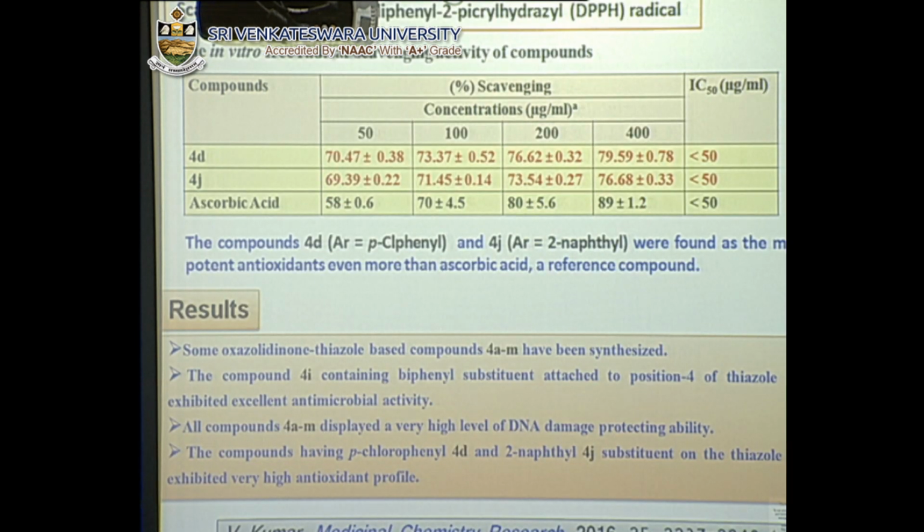So these are some antioxidant results. The compounds 4D and 4J were found more active when compared with ascorbic acid as standard. So these are the results. Some oxazolidinone thiazole based compounds 4A to 4M have been synthesized, and some compounds were found to be more biologically active compounds.